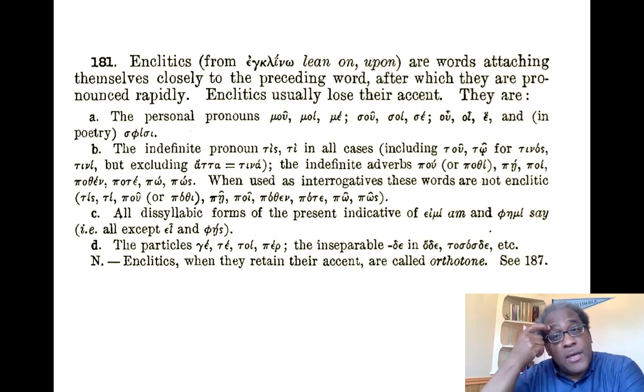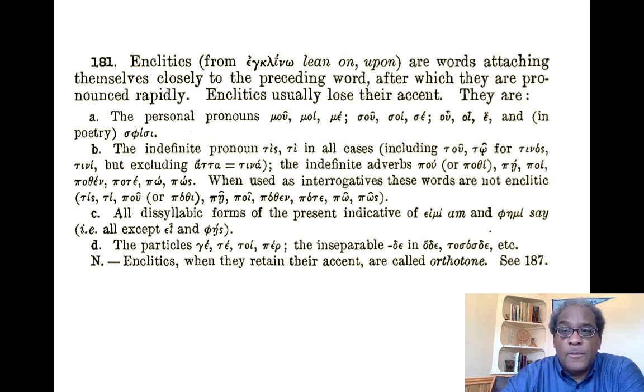Okay. Enclitics, on the other hand, from enklino, lean on, lean upon, are words attaching themselves closely to the preceding word, after which they are pronounced rapidly. So enclitics usually lose their accent, and they are A, the personal pronouns mou, moi, me, sou, soi, se, hou, hoi, hē, and in poetry, sphisi. Then B, the indefinite pronouns tis, ti, someone, something, in all cases, including tou, tōi, for tinos, tini, but excluding, I think, ata, for tina. Then as well, the indefinite adverbs pou or pote, pē, poi, pothen, pote, pō, and pōs.